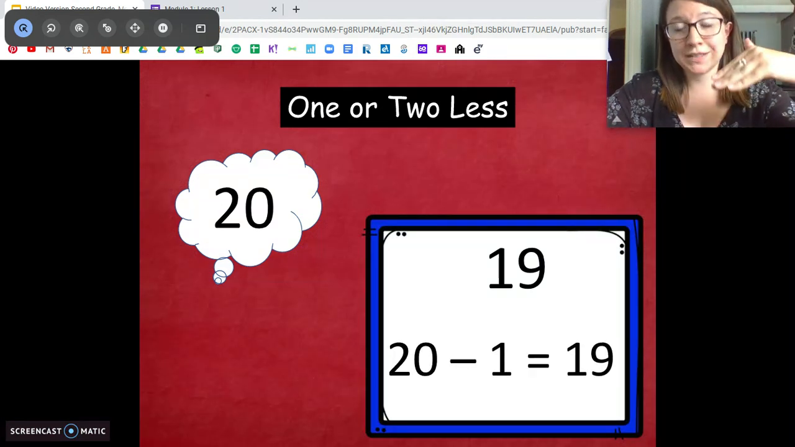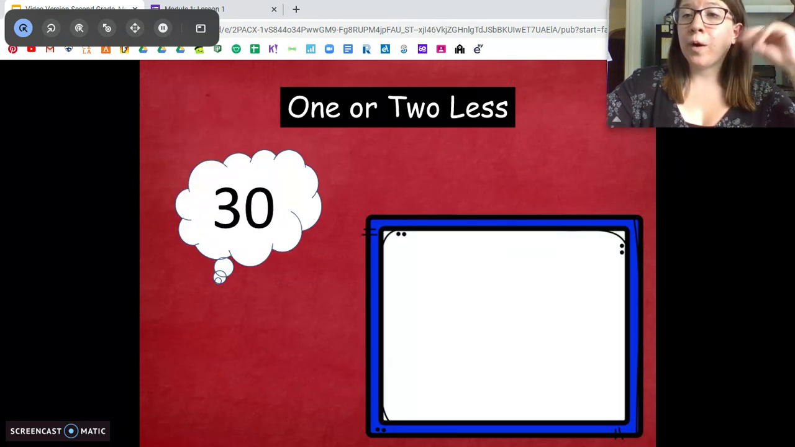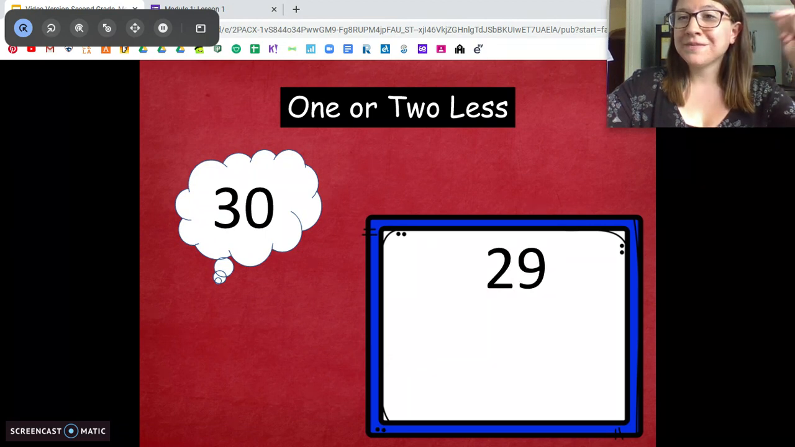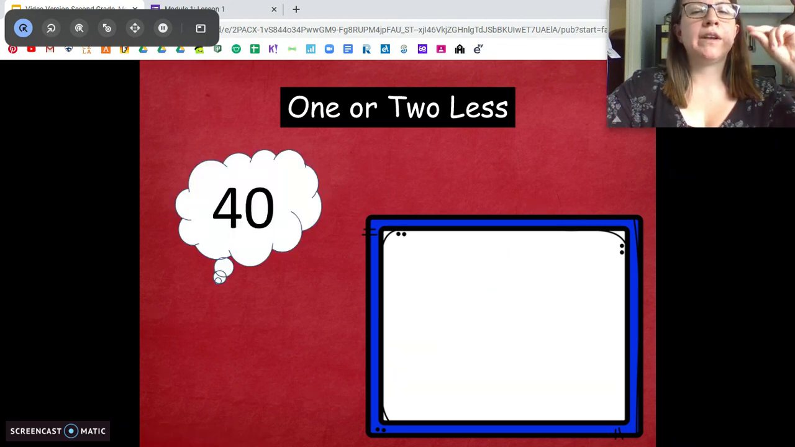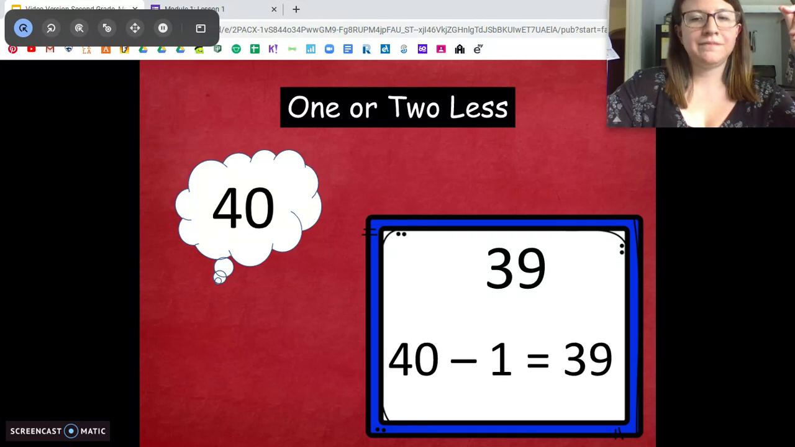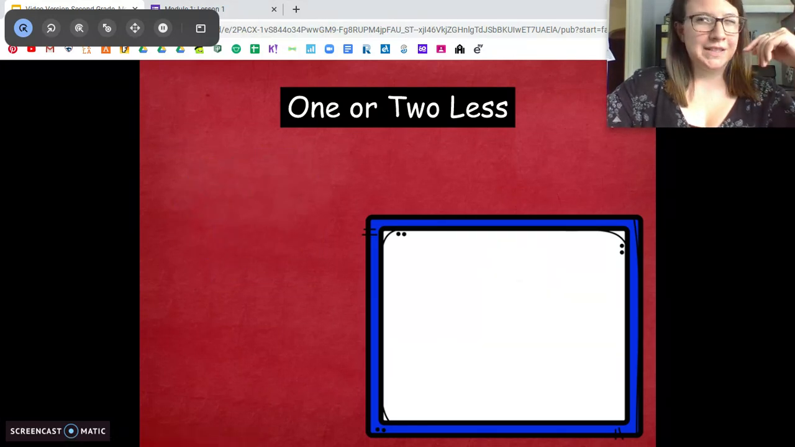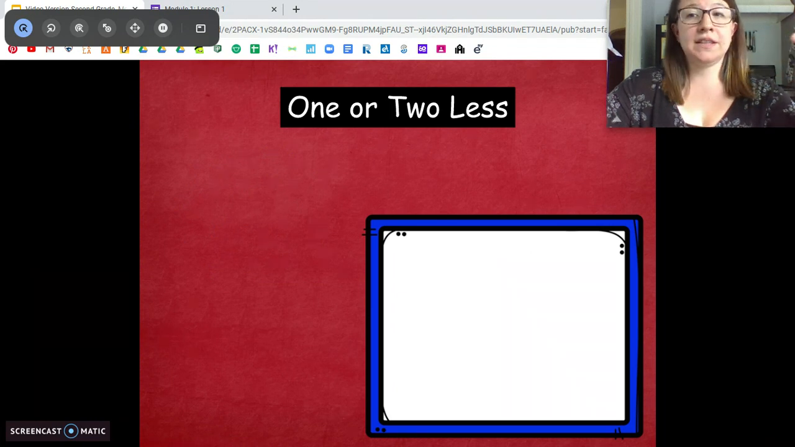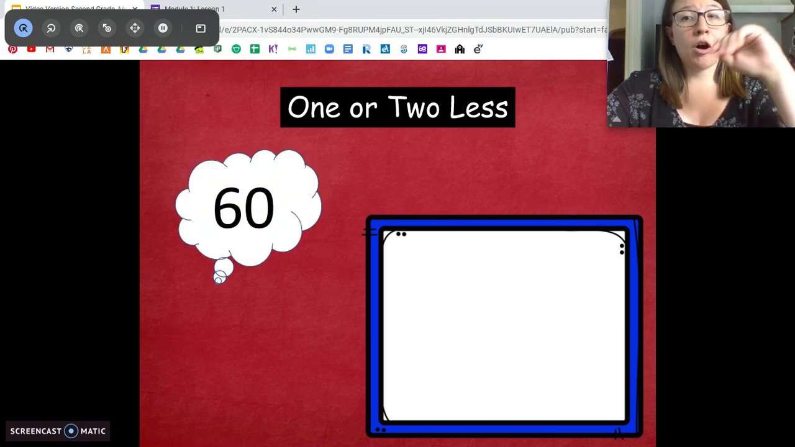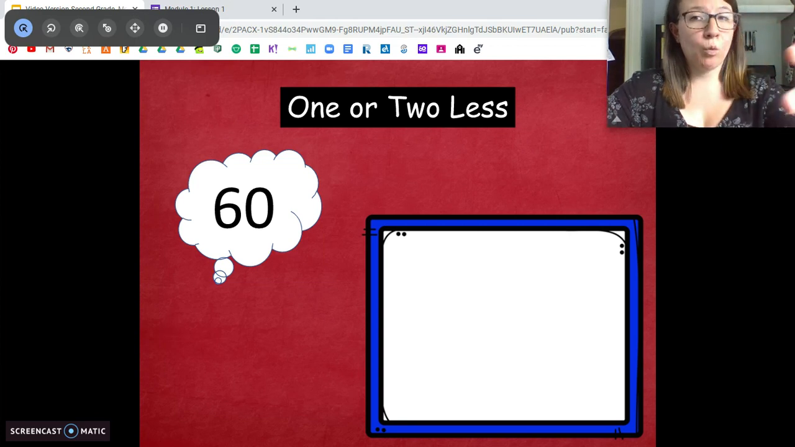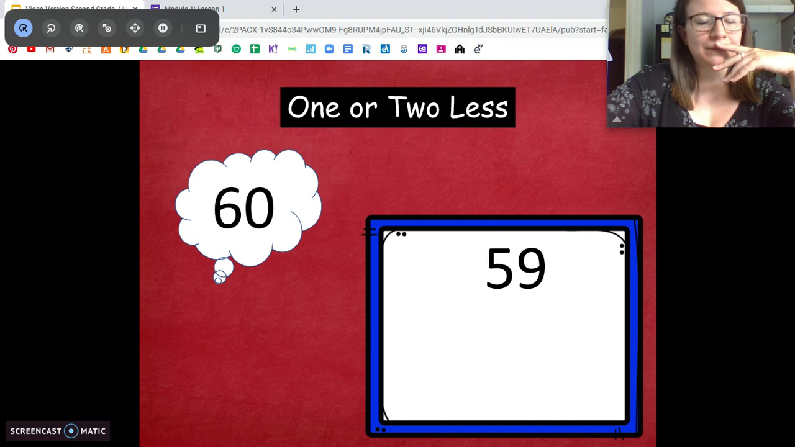20 minus 1 equals 19. 30. One less is 29. Very good. 40. 50. You noticing a pattern? Now these numbers that I'm showing you, 60, they're all multiples of 10. So when we take 1 away, we get 1 less is 59.